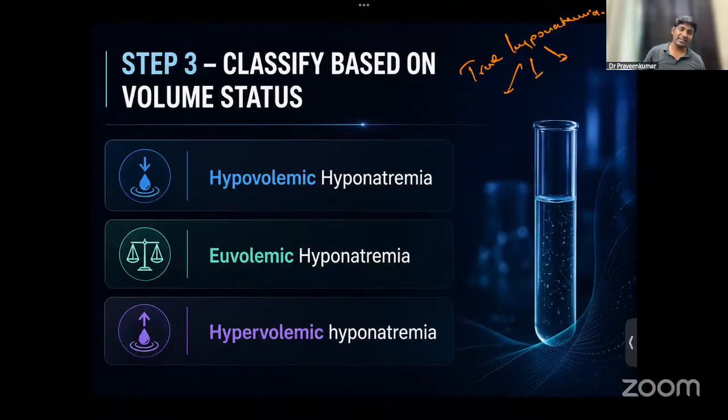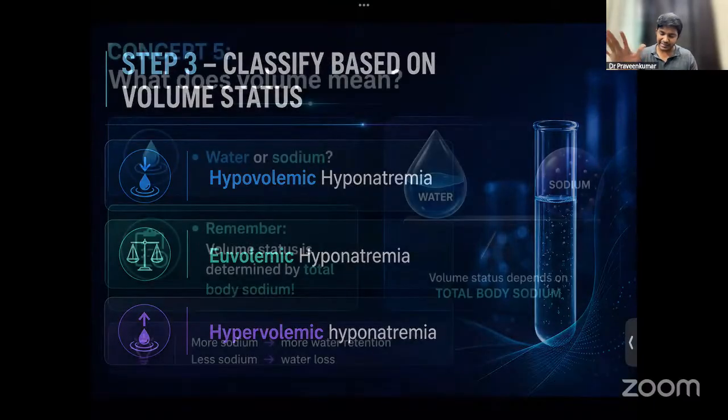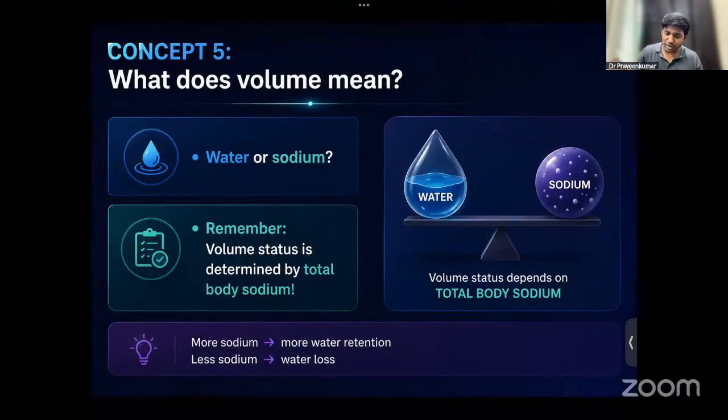So this volume status is hypovolemic, euvolemic, and hypervolemic hyponatremia. I'll tell you what exactly they are. By volume, hypo, hyper, or euvolemic, what do I mean? Is the volume water or is it sodium? Which is very important. You know what decides the entire volume status of the body?